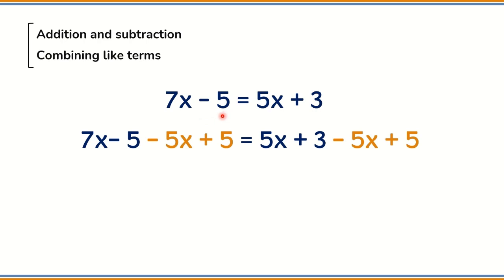I need to get rid of this minus 5 here, so I'm going to add plus 5 on both parts of the equation, and on the other side I need to get rid of this, so I need to minus 5x, and I will do it on both parts of the equation. And now I need to continue combining like terms. 7x minus 5x is 2x, minus 5 plus 5 is 0, and 3 plus 5 is 8, 5x minus 5x is 0, and the simplified equation is 2x equals 8.